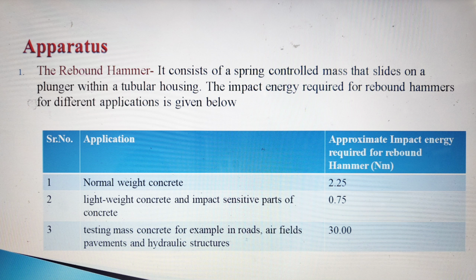For normal weight concrete, the impact energy required is 2.25 Newton meter. For lightweight concrete and impact sensitive parts of concrete, the impact energy required for rebound hammer is 0.75 Newton meter. For mass concrete, that is in road, airfield pavements and hydraulic structures like dams, the impact energy required for rebound hammer is 13 Newton meter.